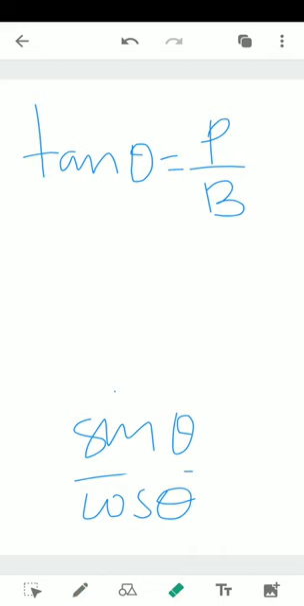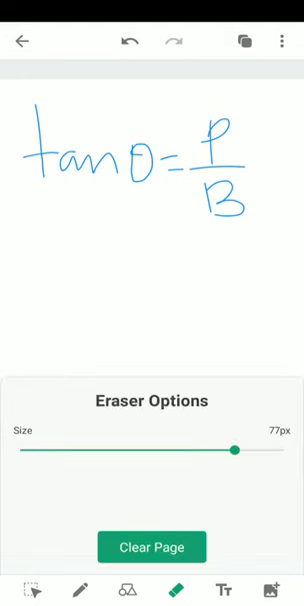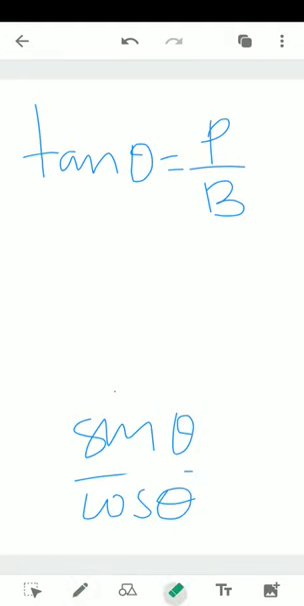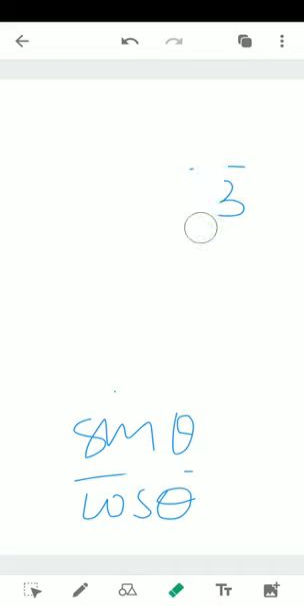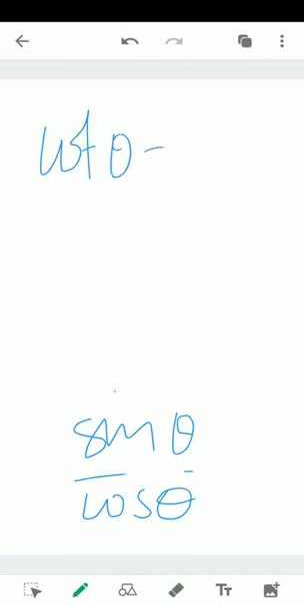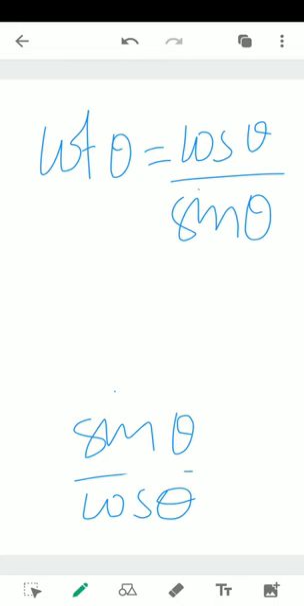I forgot to establish it. Similarly, cot theta equals cos theta by sine theta. This also you can establish. Okay, so let us go to the problem where we actually need this.